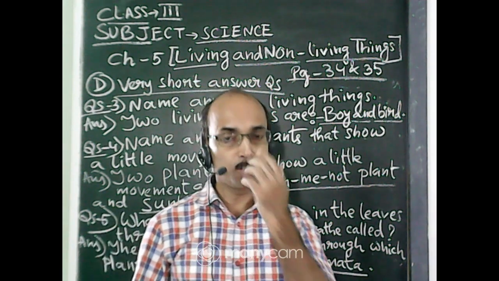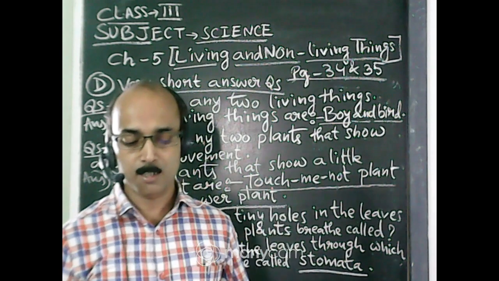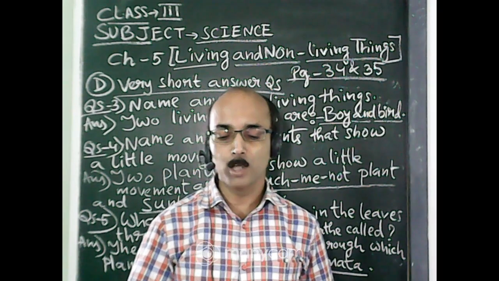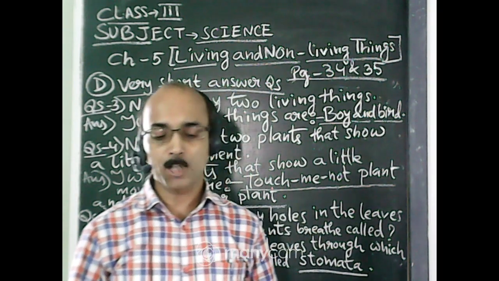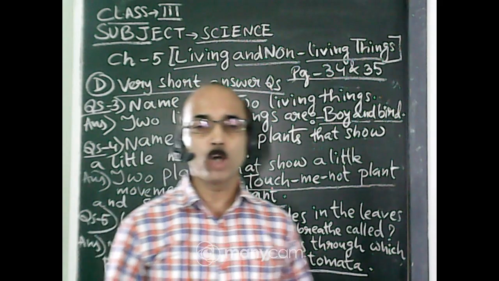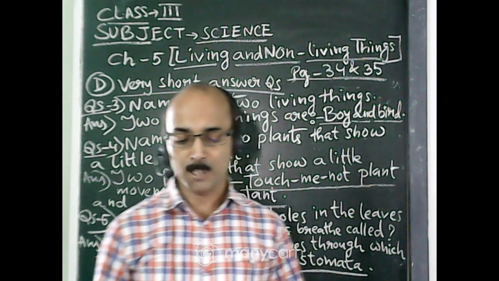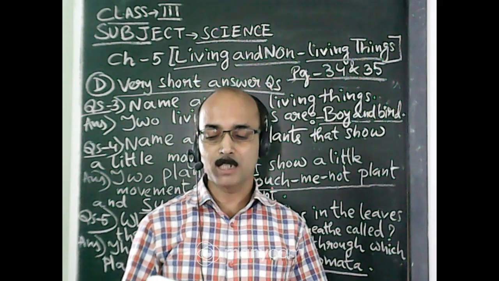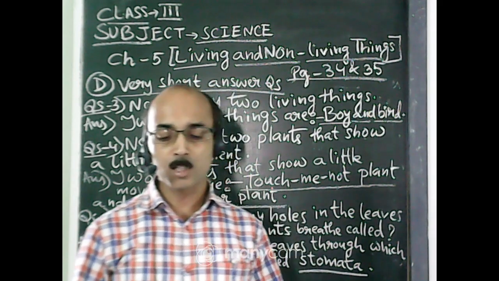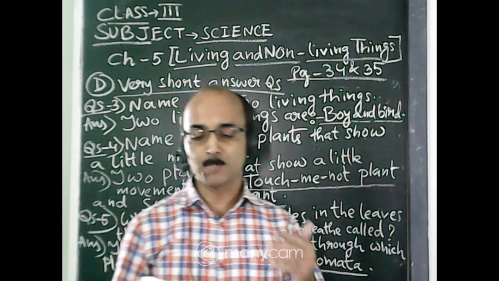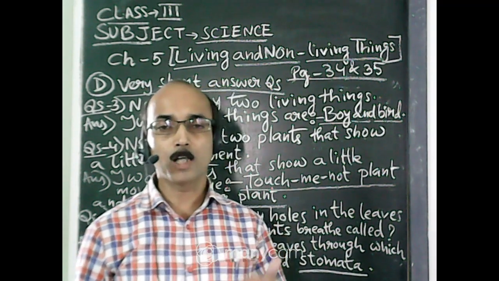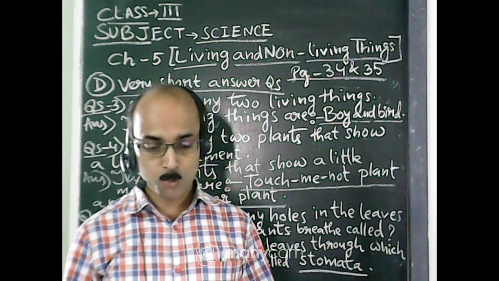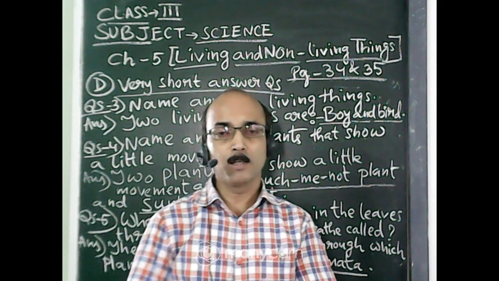This also you have your own choice, you can write other living things. Question number 4: name any 2 plants that show a little movement. Touch me not plant and sunflower plant. Number 5: what are the tiny holes in the leaves through which plants breathe called? They are called stomata, S-T-O-M-A-T-A.